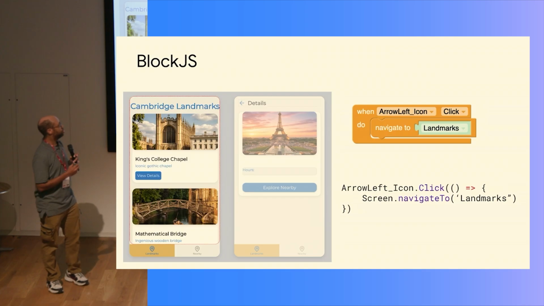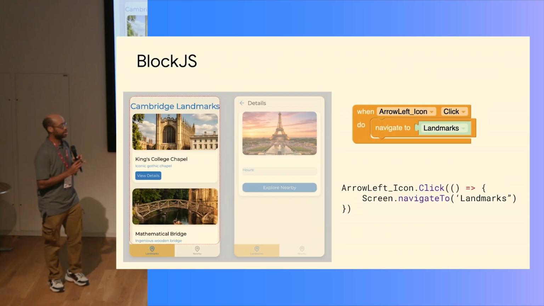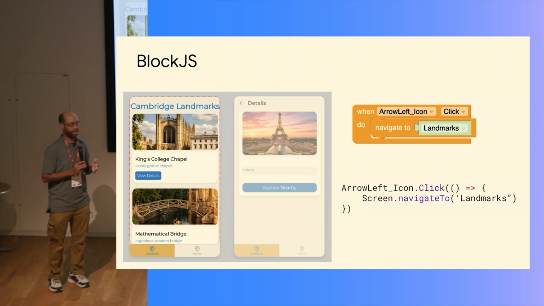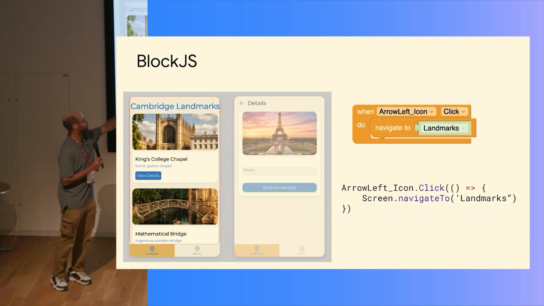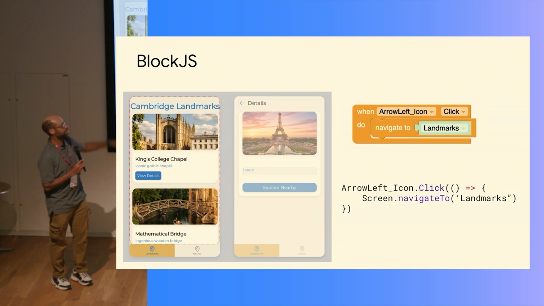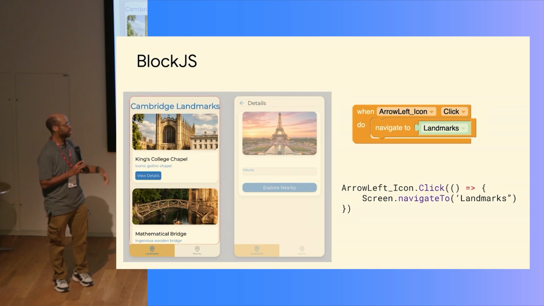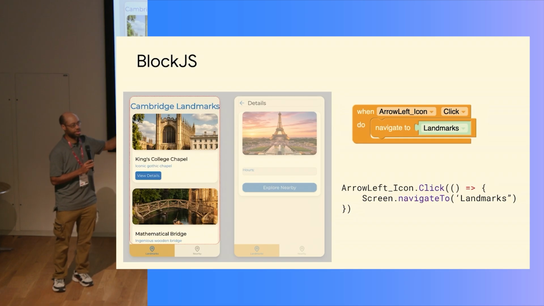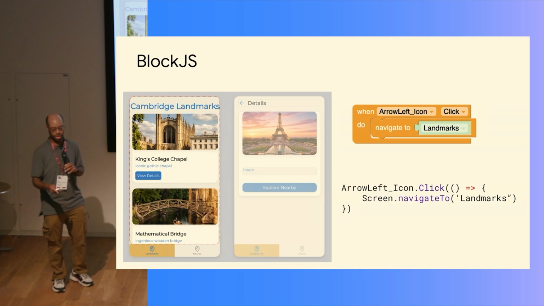So this led us to creating what we internally call block.js. Basically, it's a JavaScript-like version of the blocks, but it's not the JavaScript that we actually go off and execute. So you can see this is for that little icon next to details. When that icon is clicked, it'll navigate to the landmarks. And we have a JavaScript that would go back and forth easily in a one-to-one relationship.